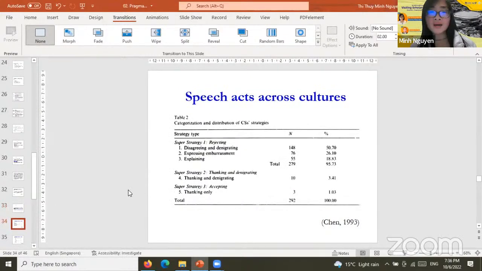Another interesting speech act is compliments and responding to compliments. So how do you respond to compliments in Indonesia?